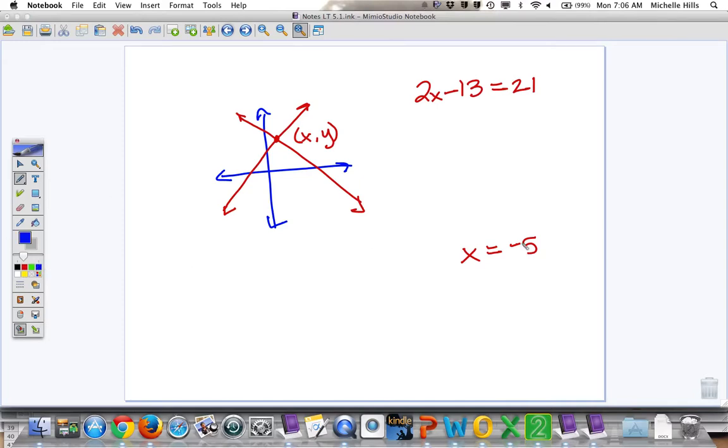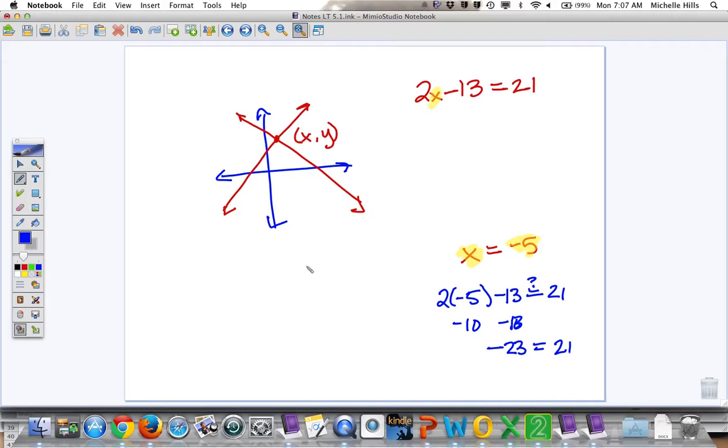The other way to do it is to say, well, if x is -5, then I'm going to go back in the equation, and where I see x, I'm going to substitute -5 and see if both sides of the equation really are equal. So to check my answer, I would say 2 times -5 minus 13, does that really equal 21? Well, -10 minus 13 is this side. This side ends up equaling -23 when I substitute x in, and the other side is 21, which means the solution is not x equals -5.